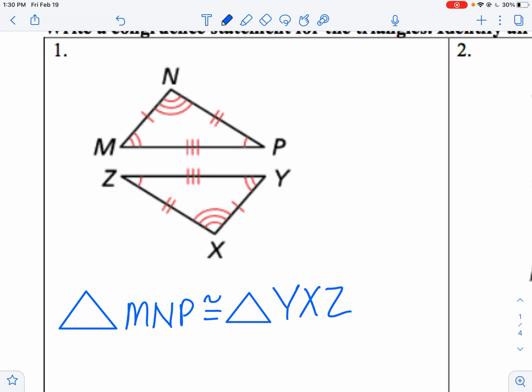So there's my congruence statement. And if I said NP was 15, MN was 7, then what would my sides be in Y, X, Z? Well, 15 has 2 congruence marks next to it. So the one with 2 congruence marks next to it in that other triangle would also be 15, and that would make YX 7. So you could see NM or MN corresponds to YX. So YX and MN would both be equal. Those would be 7.